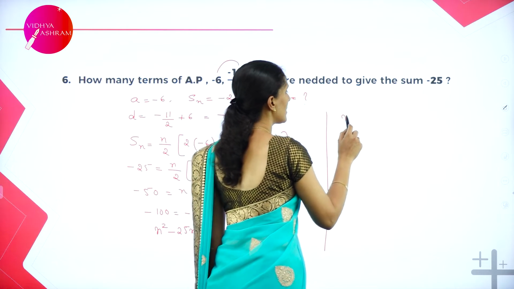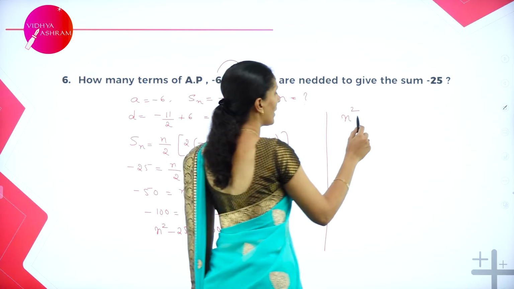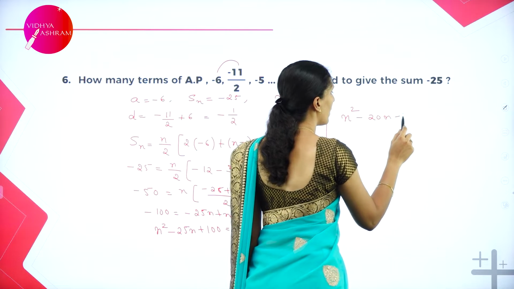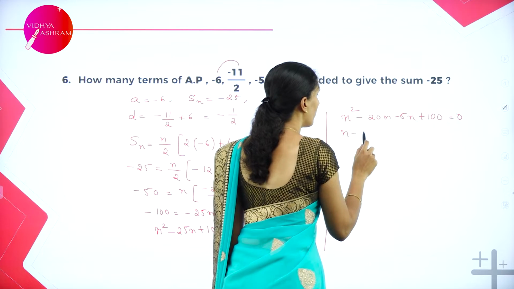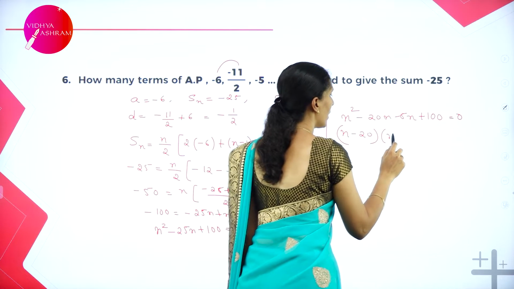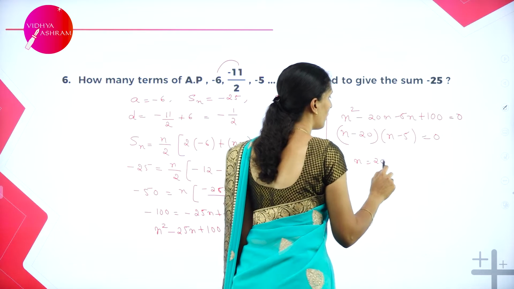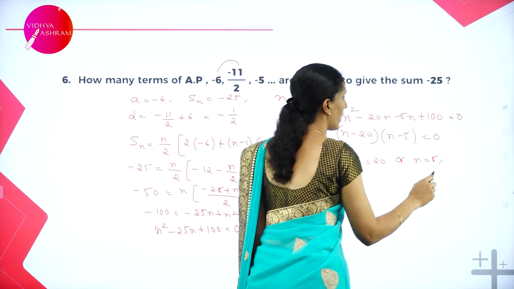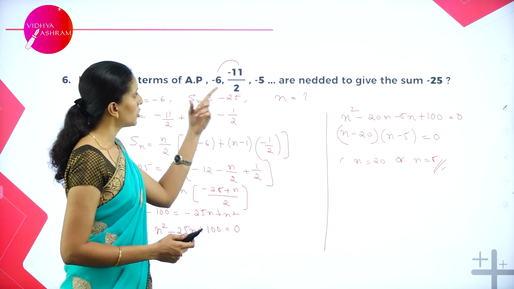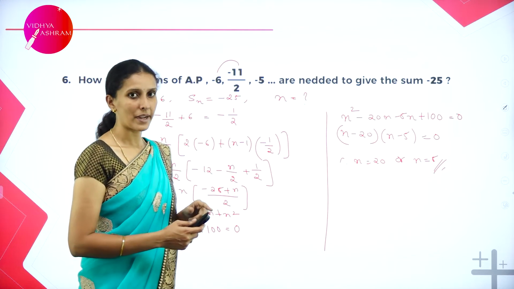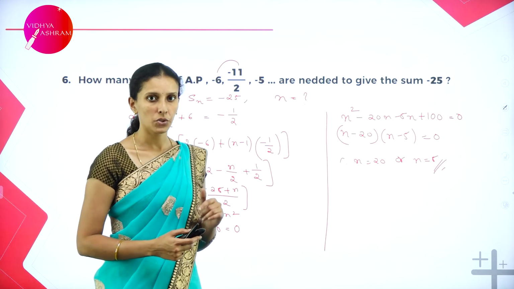So here you will get n square. Since you have minus 25 here, I can write this as minus 20n minus 5n plus 100 is equal to 0. Take common factors, we get (n minus 20)(n minus 5) is equal to 0. So therefore, n is equal to 20 or n is equal to 5. Both are positive here. We have two chances. That is, you may have 20 terms to get the sum as minus 25, or 5 terms to get the sum as minus 25.